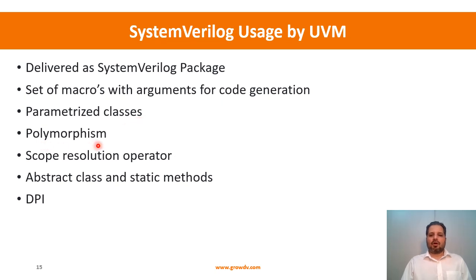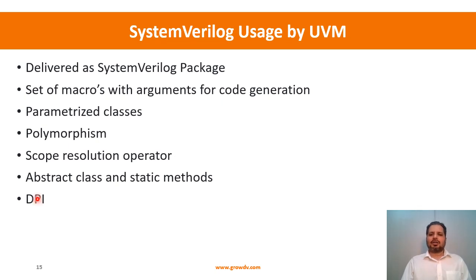Polymorphism is used. Along with that, the concept of interface classes is also used within UVM. There is good usage of the scope resolution operator with some of the base classes. And then there's the concept of abstract classes and static methods, which are also heavily used in UVM. Some of these you will be able to experience. Internally it uses DPI as well. That may not be visible to you, but internally it even uses DPI.